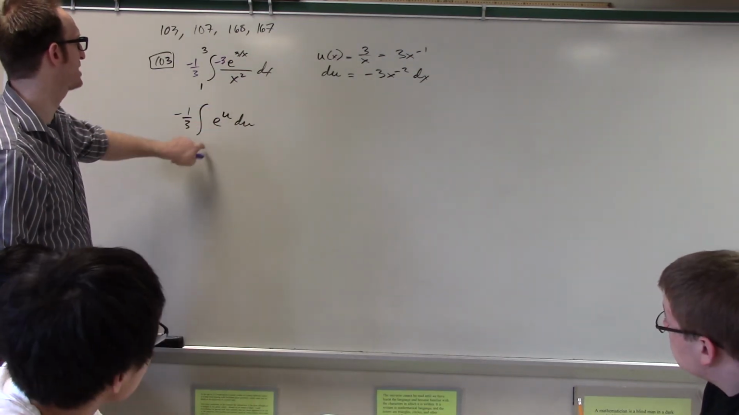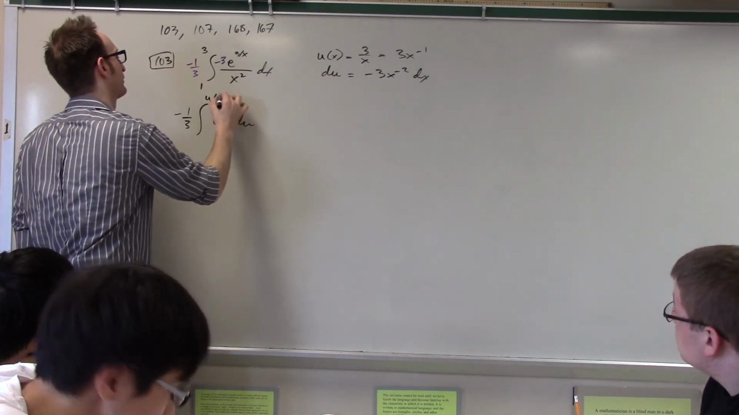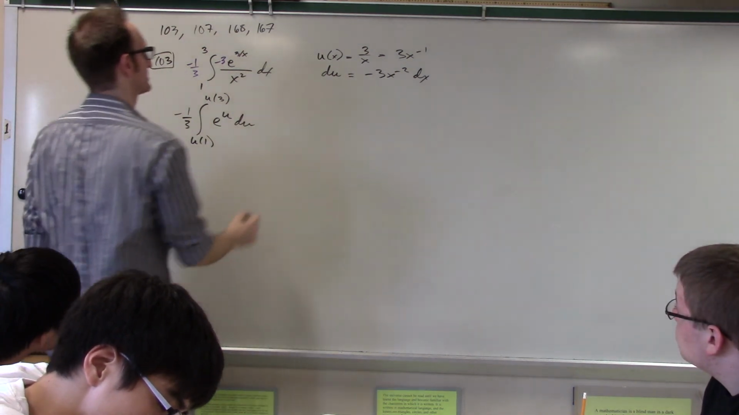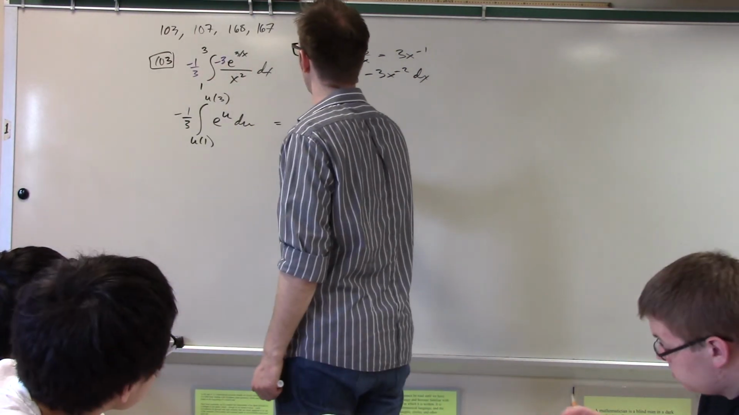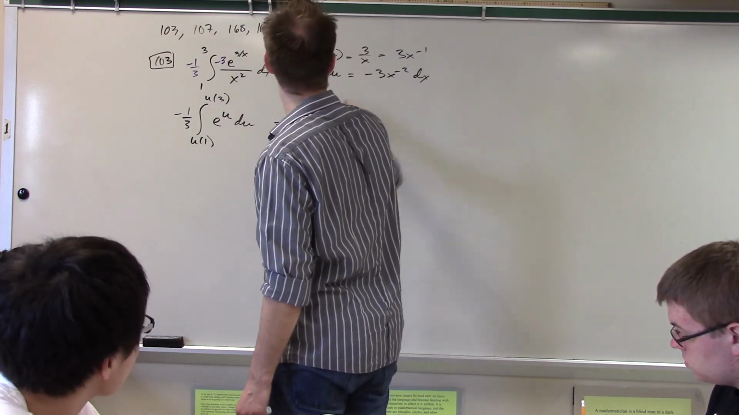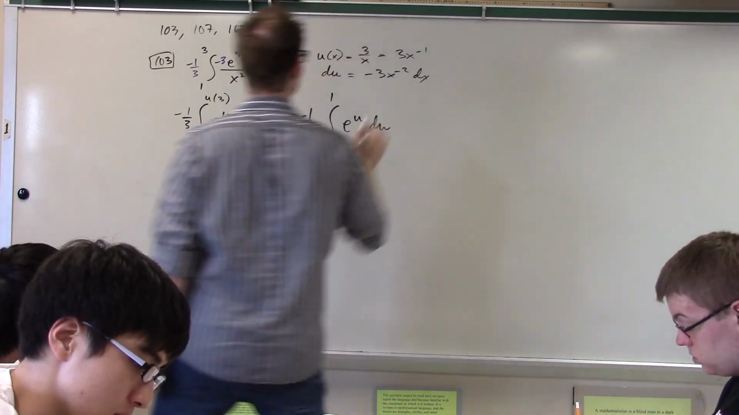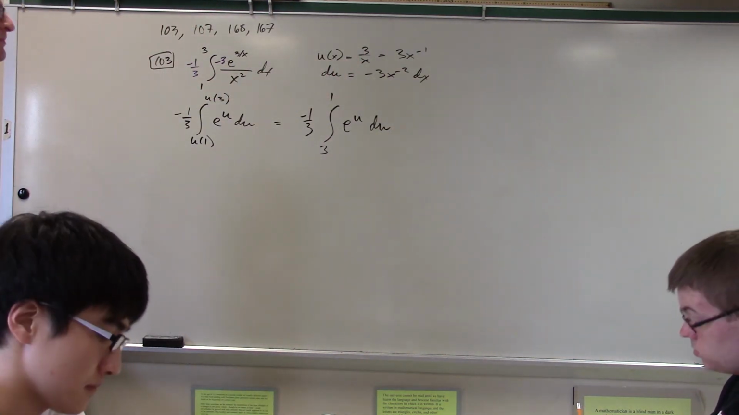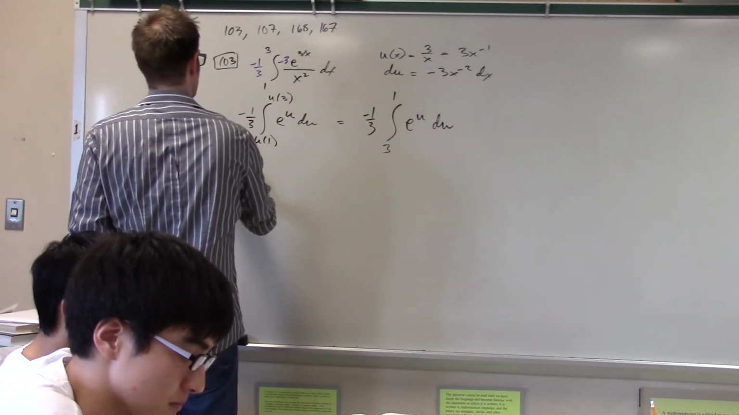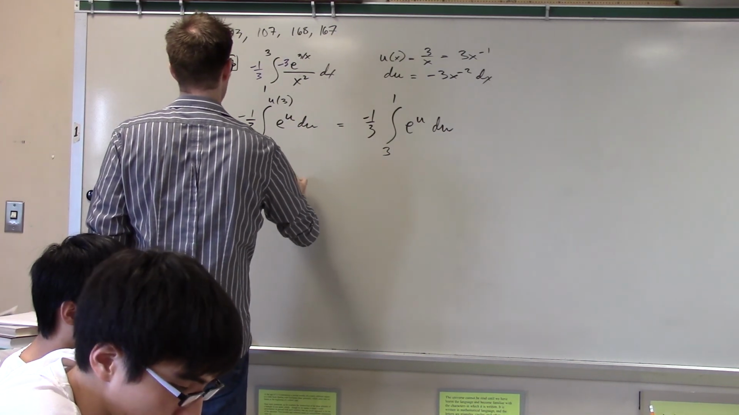And now you have to change the limits of integration. So this is u of 3, u of 1. I like to write it out in 2 steps like this. So this is negative 1/3 integral, if you plug 1 in here, you get 3, and if you plug 3 in here, you get 1, of e to the u du. Everybody with me? Is this how you guys did it? Yeah. Okay, and then the negative flips them back again. So actually it's just 1/3 integral from 1 to 3 of e to the u du.